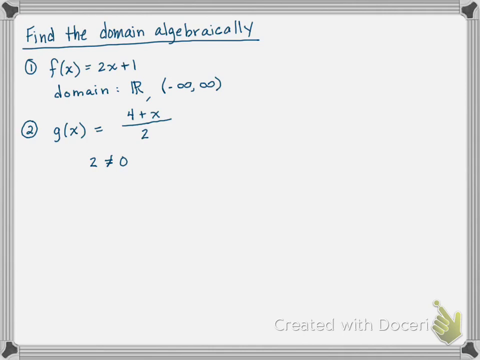Yeah? Stop me if you need clarification. So the domain here is also all real numbers. Let's do g of x equals square root of 5 minus x.